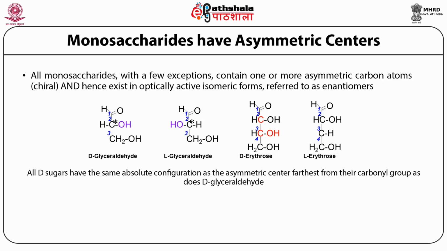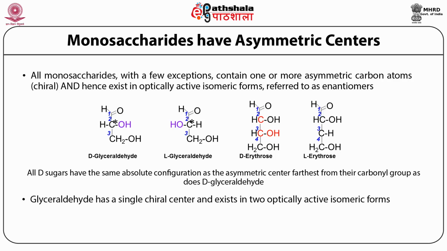is designated as L. And so for D-erythrose, you see that the carbon at position 3 is the farthest carbon, which is asymmetric, and the hydroxyl group here is placed on the right, just like D-glyceraldehyde, so it is called D-erythrose, while the hydroxyl group in L-erythrose is placed on the left-hand side, just like L-glyceraldehyde at C3, and so this erythrose molecule is designated as L-erythrose.